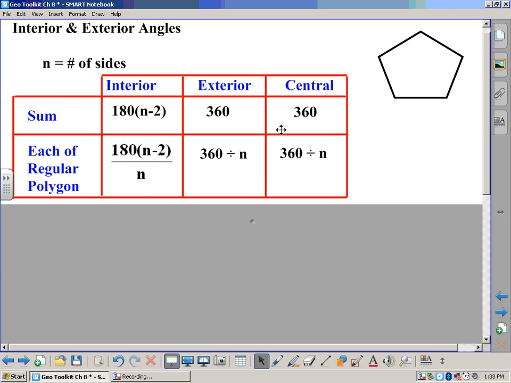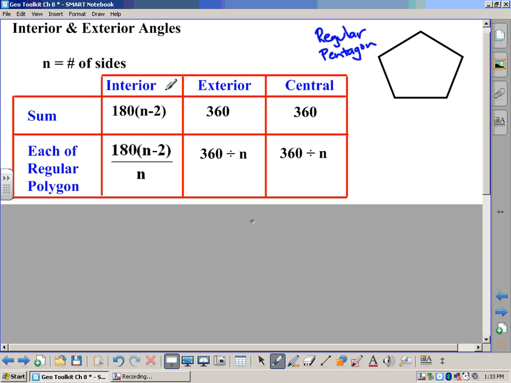Alrighty, so here we go with the first toolkit entry for Chapter 8. It's called Interior and Exterior Angles of Polygons. Over here I drew a regular pentagon. I'm going to write that over here, regular pentagon. And we're going to identify how you find certain measurements of this angle.